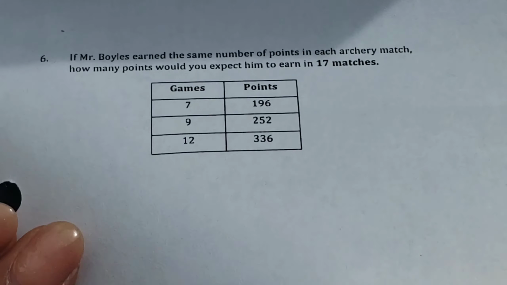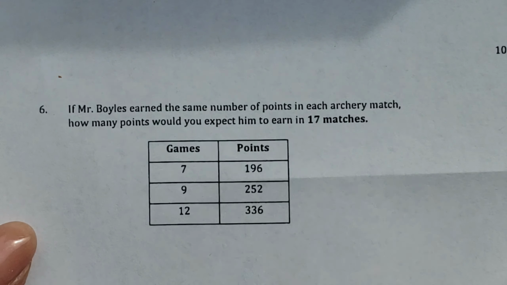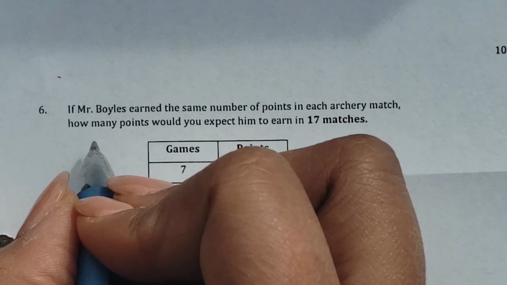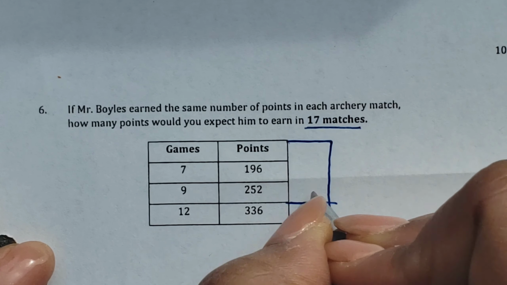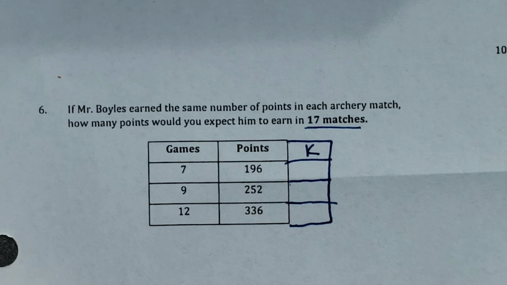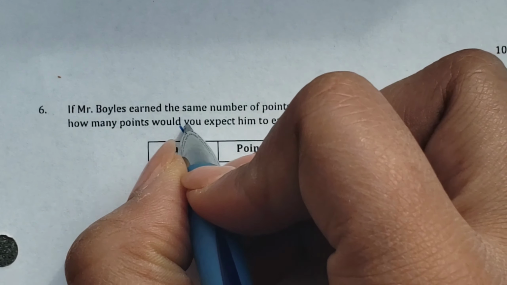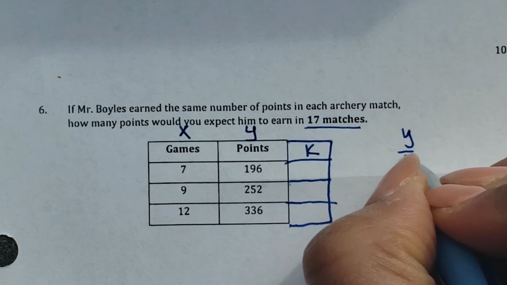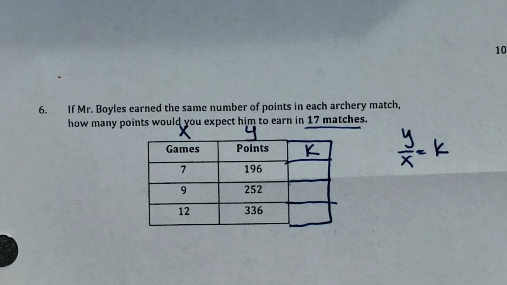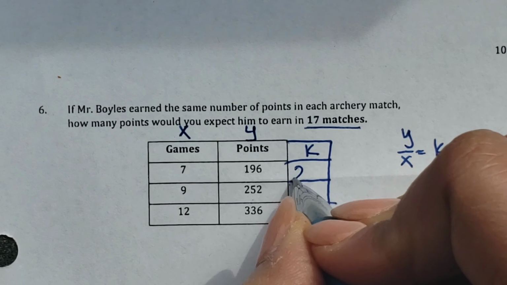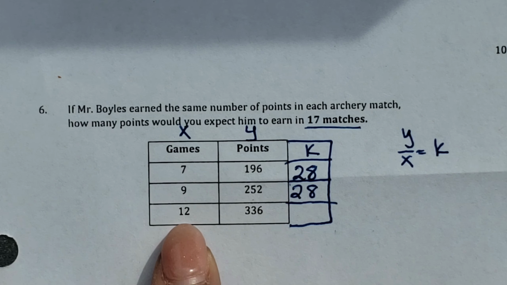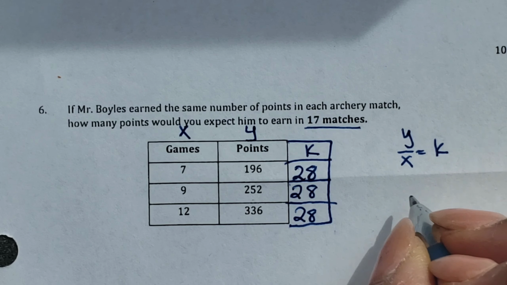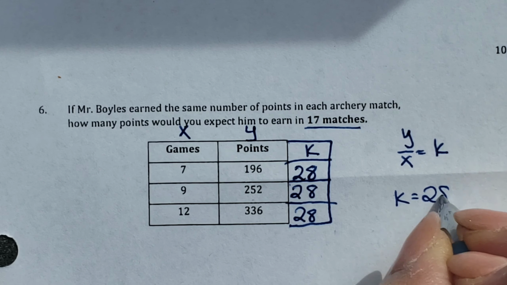All right, let's move on to number 6. So right here we can see that we have 17 matches. It's wanting us to figure out that 17 matches. So I again am making my little box. I have my X and my Y labeled, and then I have my K. Y divided by X is going to give me my K. When I divide 196 by 7, I'm going to get 28. And you see I get 28 all the way down. So my K is 28.